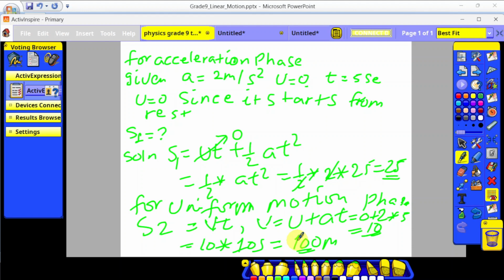So 100 meters is for the uniform motion phase.